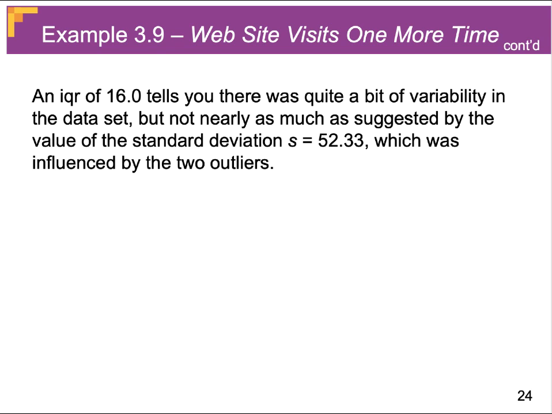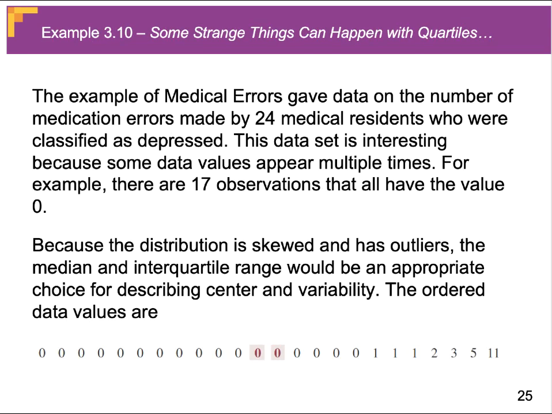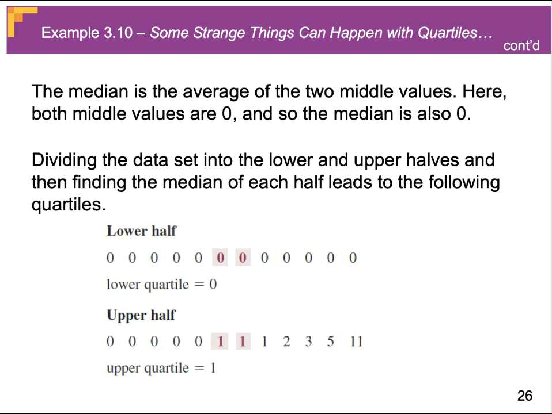We can also go back and look at the medical error data where most of the doctors didn't have any errors, but there were a few large values. So we would certainly want to use the median for calculating the center for this distribution, and in this case, it's 0. We split up the data, and so we see that the lower half has a median of 0, so our lower quartile is 0. Our upper quartile would be 1, looking at the upper values and finding the median there.